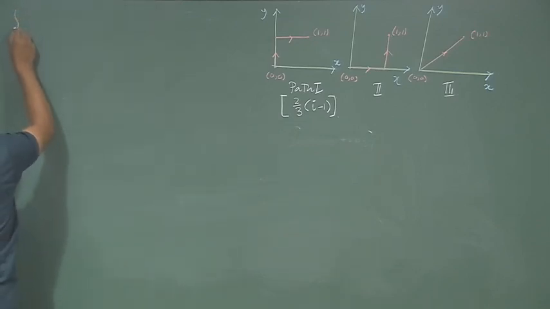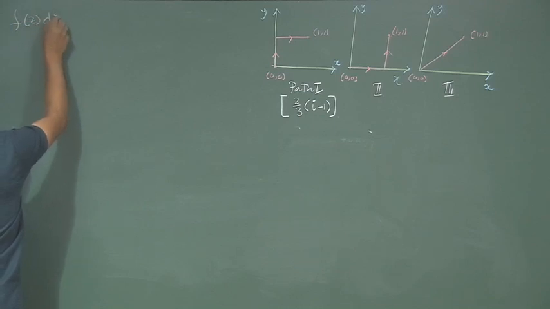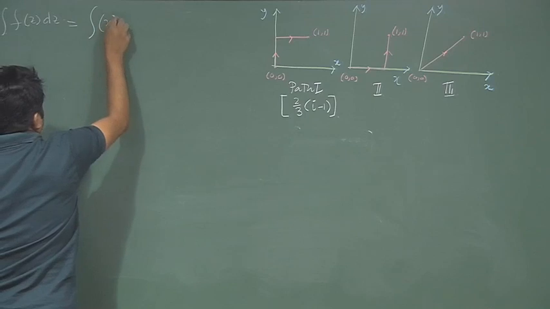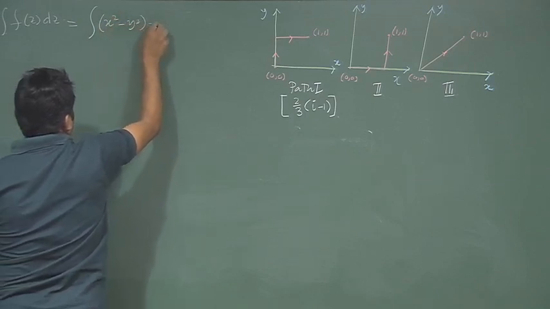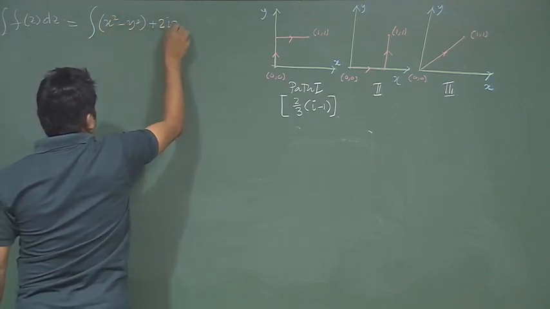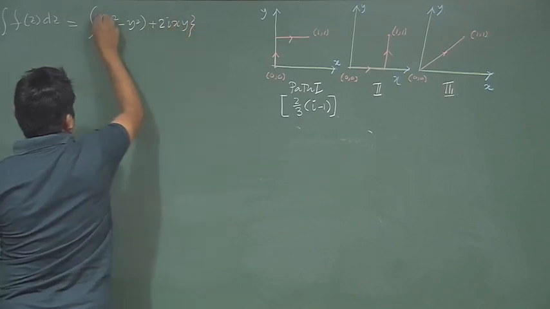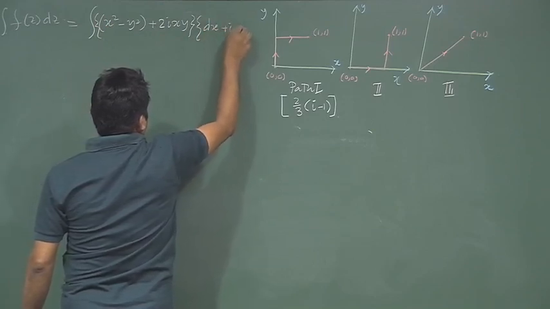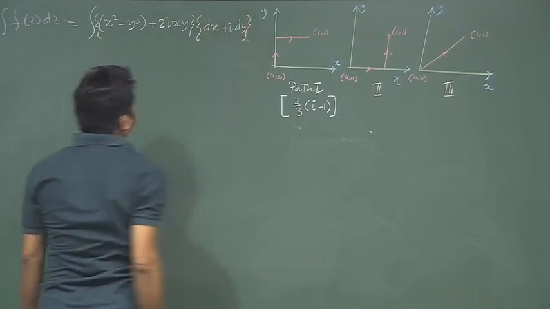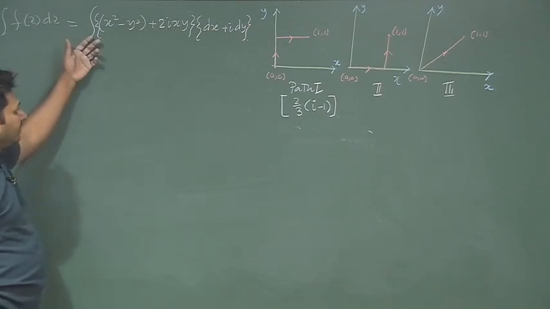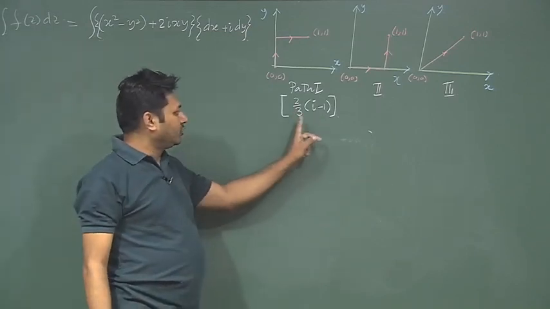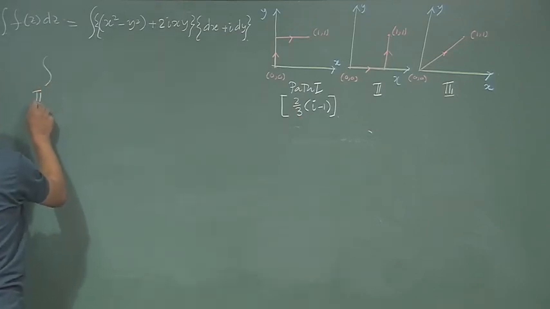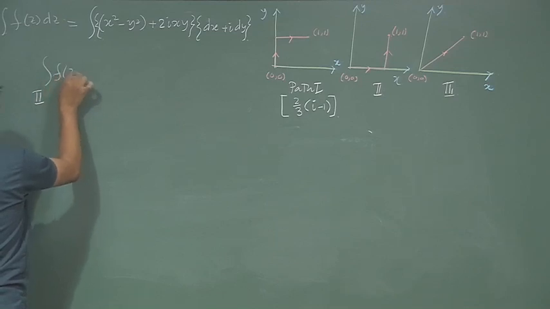So, my integral of f(z) dz comes out to be the integral of x square minus y square plus 2ixy times dx plus i dy. This is the total integration I need to evaluate. Path 1 I have already evaluated, it is 2 by 3 i minus 1. Now, what about the path 2? So, integration 2, which is path 2.